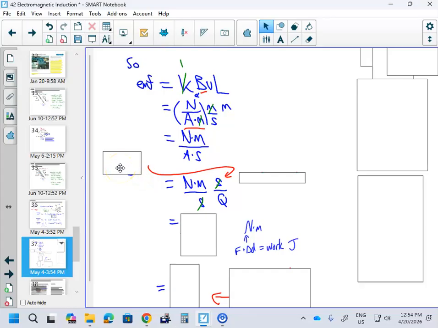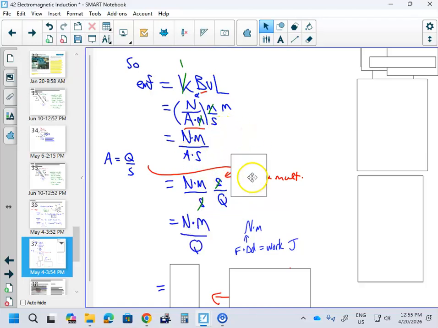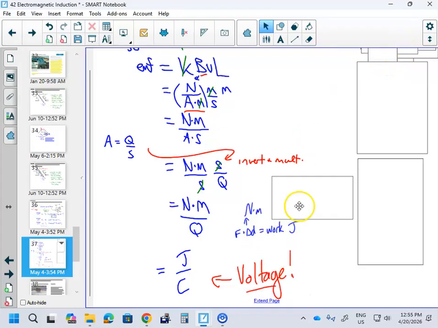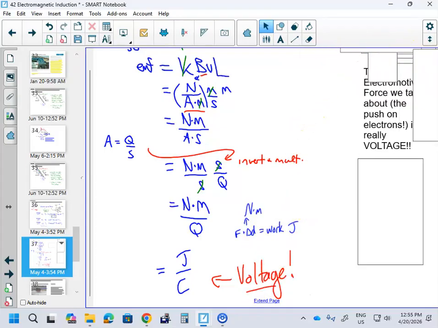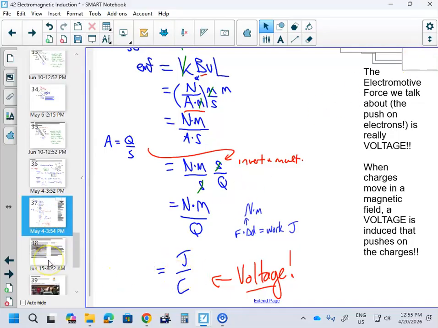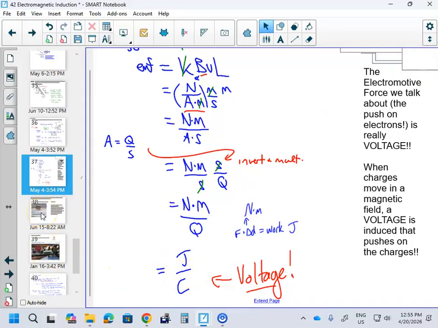The seconds come from where? Amperage is coulombs per second. So what happened there is an invert and multiply. We had coulombs per second in the bottom, but we flip it up and multiply, so seconds are canceling out. Now we have newton meters per coulomb, and newton meters is force times distance. That's work, that's energy per coulomb. That's voltage, the concept of voltage, energy per charge. So electromotive force is really the same thing as voltage, and you can see the units are the same in the end, which is just neat, right?